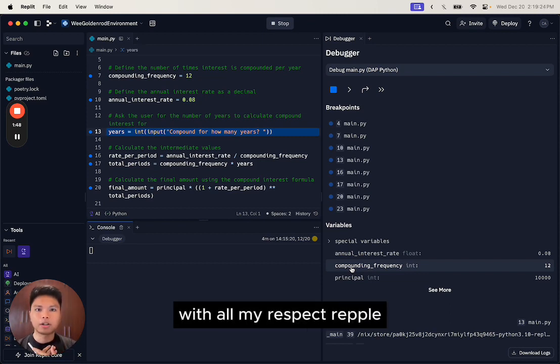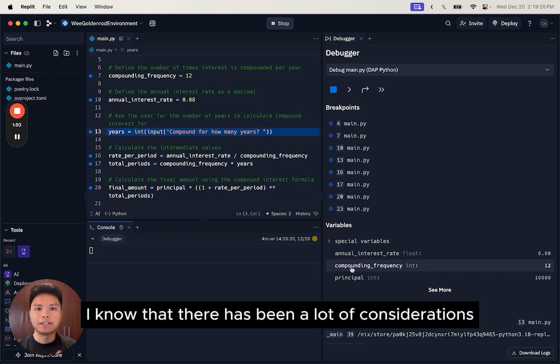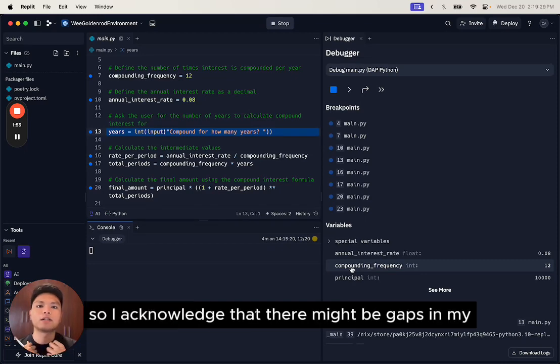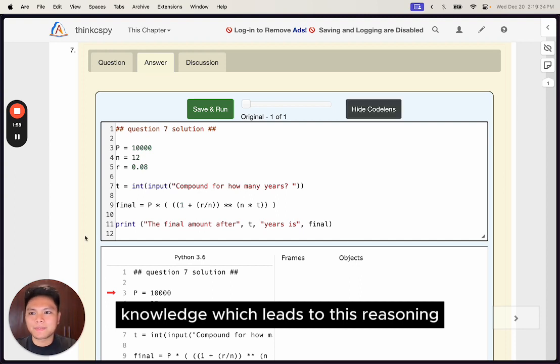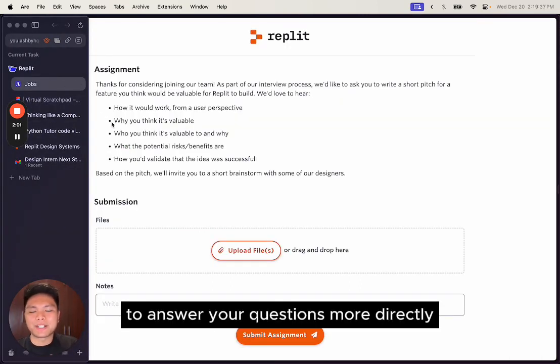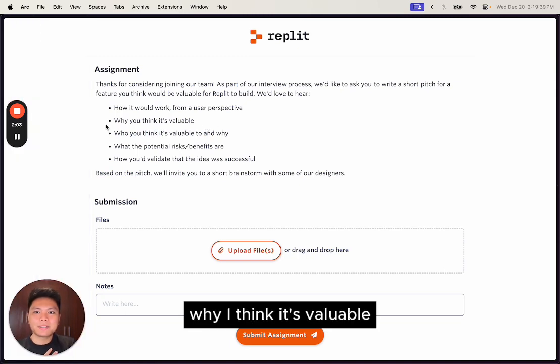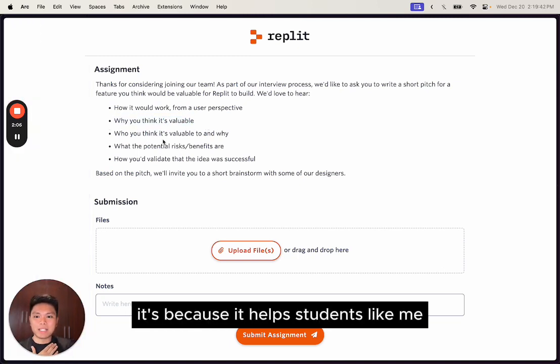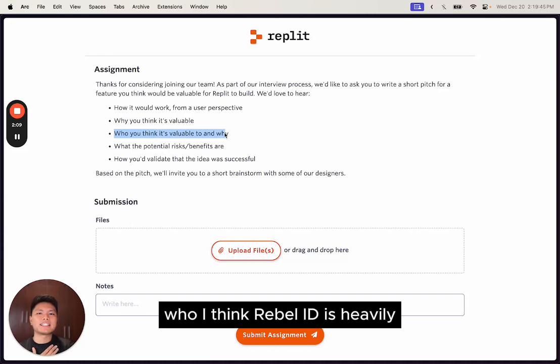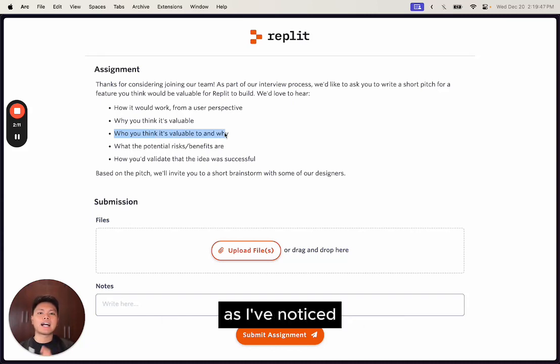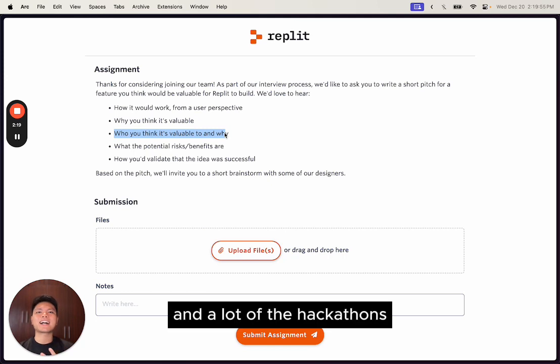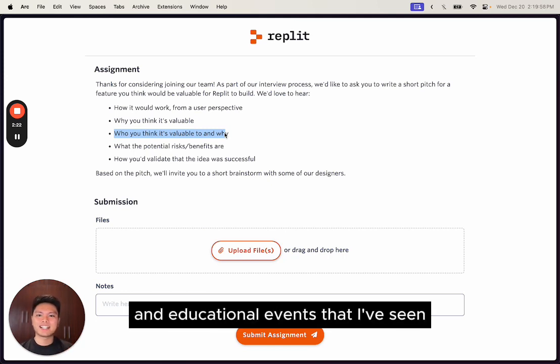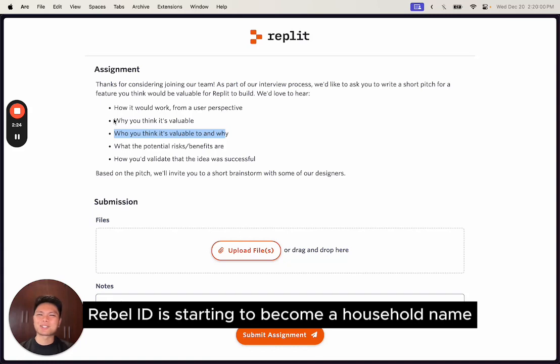But then again, with all my respect to Replit, I know that there has been a lot of considerations under the design, so I acknowledge that there might be gaps in my knowledge, which leads to this reasoning. To answer your questions more directly, why I think it's valuable, it's because it helps students like me, who I think Replit is heavily investing on, as I've noticed in my friend David Huang, who I've met on Webflow, last year's posts, and a lot of the hackathons and educational events that I've seen. Replit is starting to become a household name.